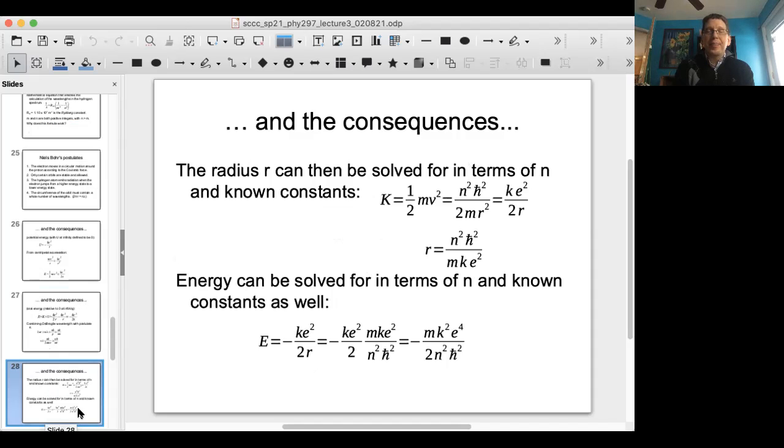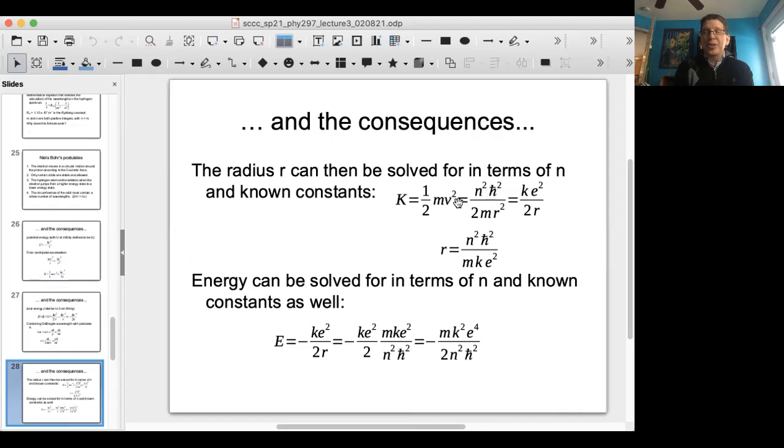And then you can solve for the radius from that. You get the kinetic energy, and again, you can solve for that in terms of h bar, and we already know it's equal to ke squared over 2r. So what you get is that the radius is equal to n squared h bar squared over mke squared.